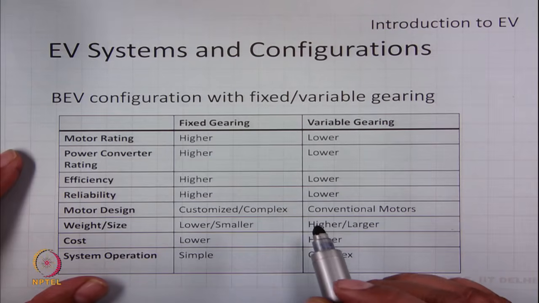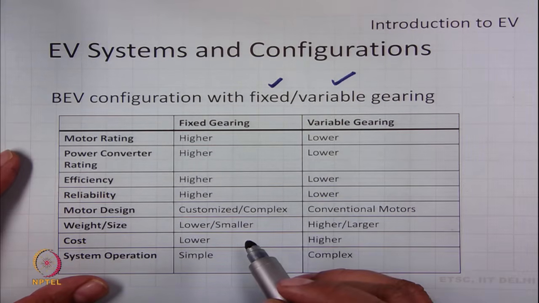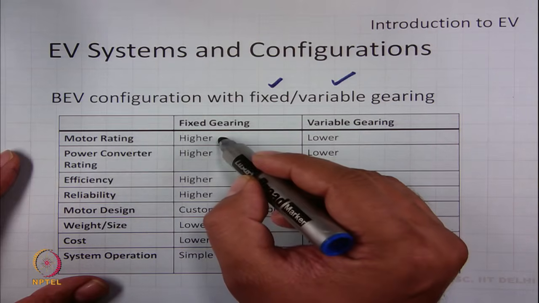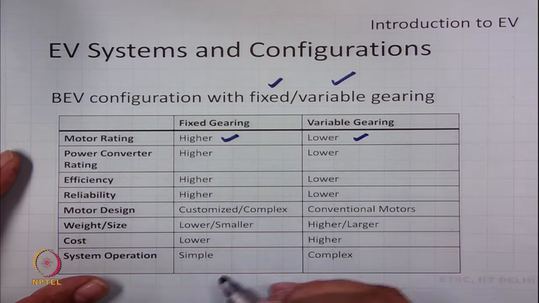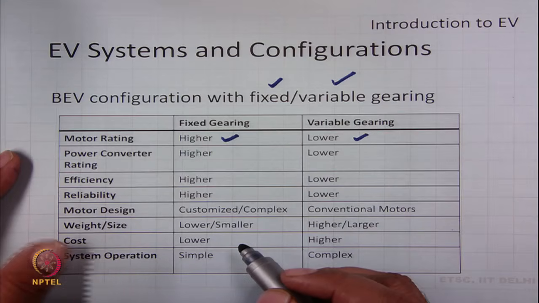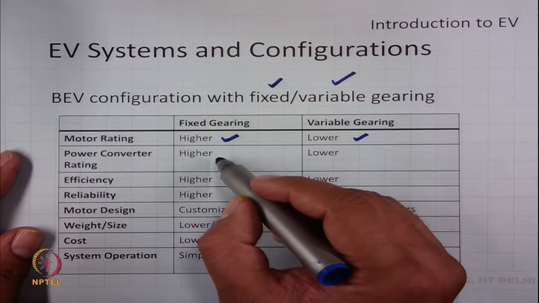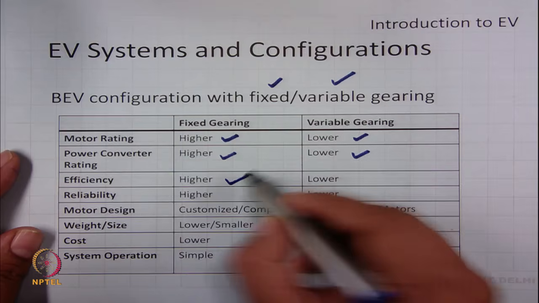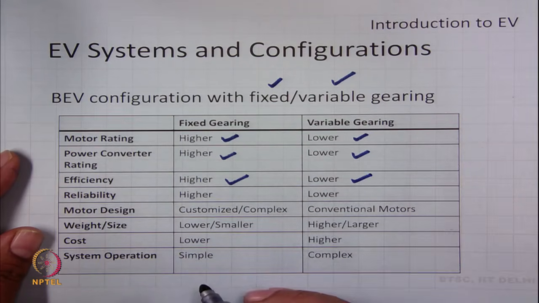So, if we have a quick comparison between these two systems, in a fixed gearing system the motor rating is higher, in a variable gear system it is lower, because all the action is generally done by gearing systems. The power converter rating is higher, it is lower in this configuration. Efficiency is higher, which is very important for an EV application, it is lower in a variable gearing system.